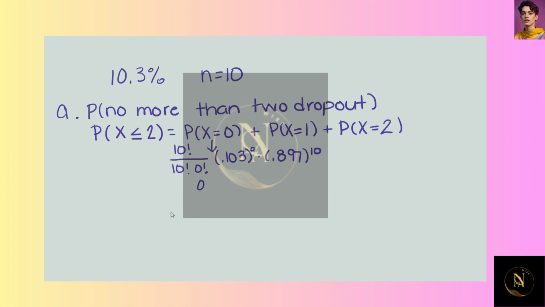So for x equals 0, I get 0.337. For x equals 1, I get 0.387, and for x equals 2, I get 0.200. When I add those up, I get 0.924. And I would do that by using the binomial distribution formula 3 times.